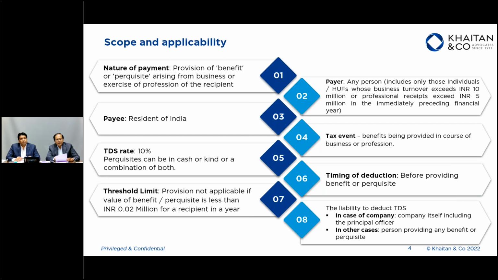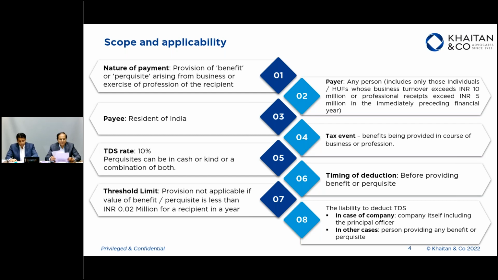It reads like this: any person responsible for providing to a resident any benefit or perquisite, whether convertible into money or not, arising from the business or exercise of a profession by such resident, shall, before providing such benefit or perquisite, to such resident, ensure that tax has been deducted in respect of such benefit or perquisite at the rate of 10%. So the point is, there should be a positive act on the part of, let's say, A, when it is providing some benefit or perquisite to B. In that background, we believe the implication of this new law should be examined.